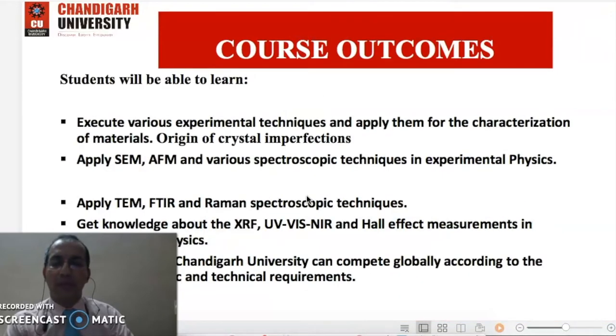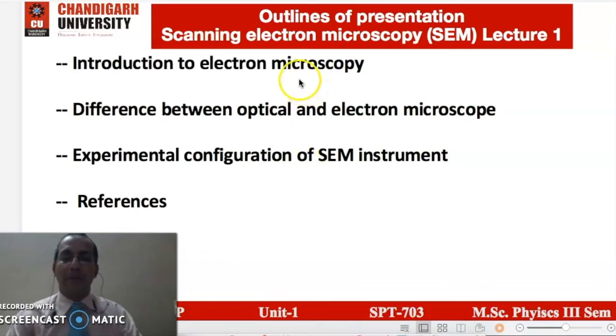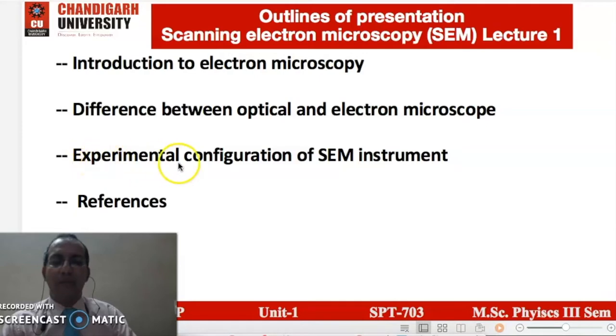And then we have the course outcomes. At the end of this lecture, you would be familiar with scanning electron microscope studies. That would be helpful for us to know how to apply and how to understand the instruments of this chapter. The outline of the presentation is: first of all, we would introduce electron microscopy, then we would come to the difference between the optical and electron microscope. When we are done with that, we will come to the experimental configuration of the SEM instrument. And finally, we would explore some references related to this topic.